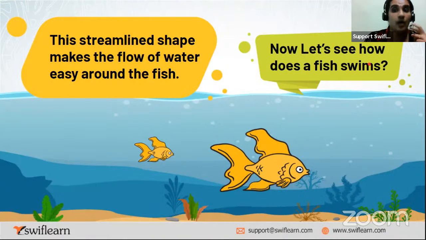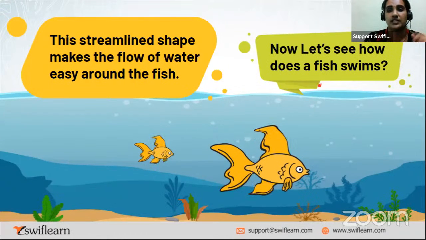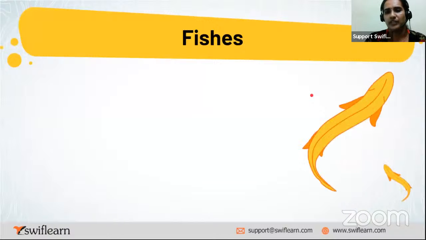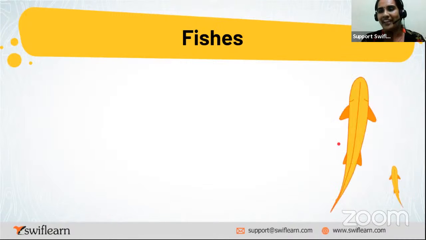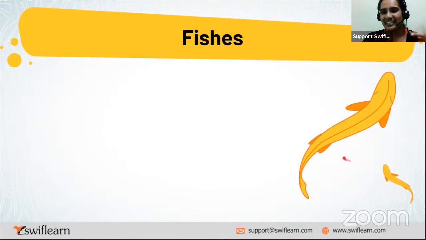Now let us see, how does a fish swim? You can see that fish, how it is moving. It is not moving like Arun or Arjun or Mahesh. It is moving in an entirely different way. You can see here.